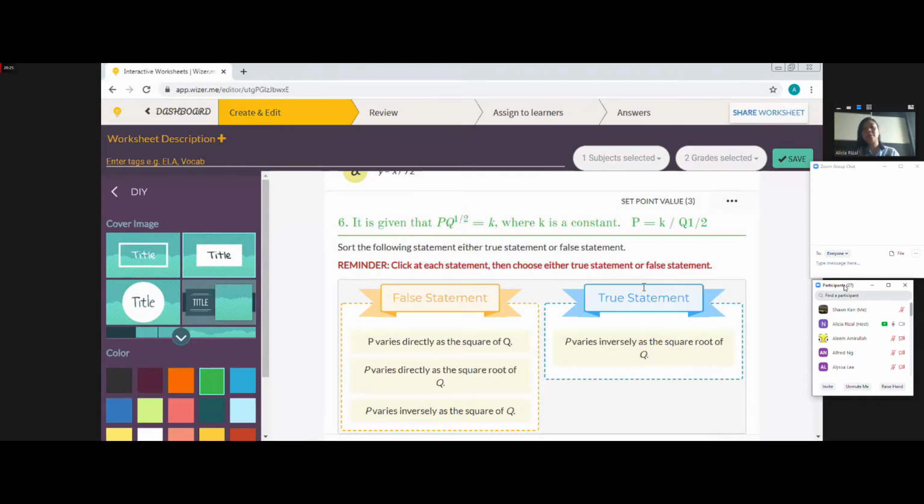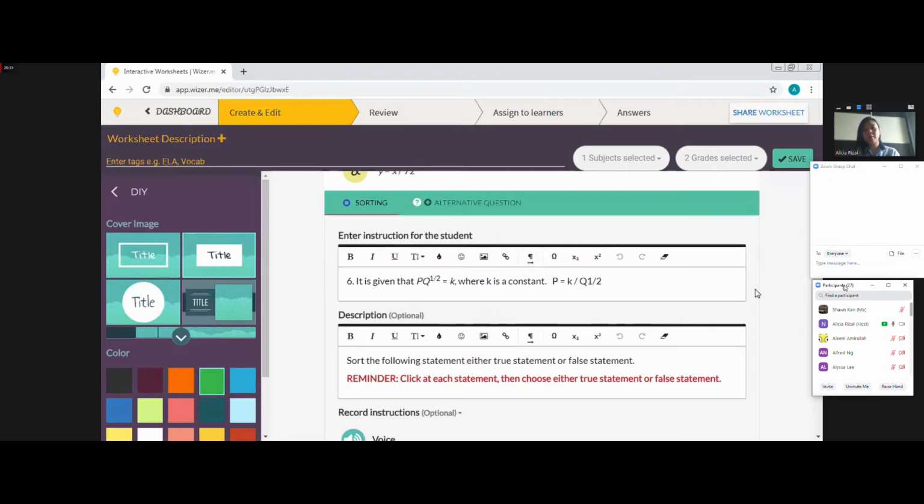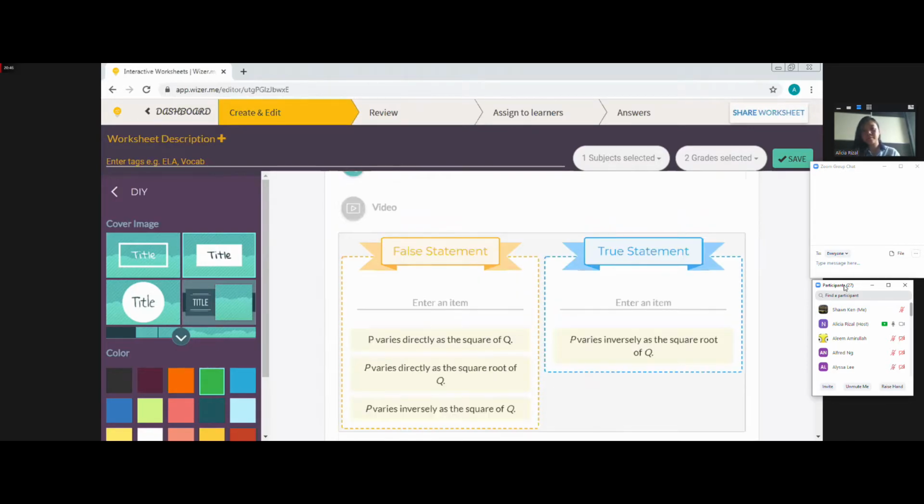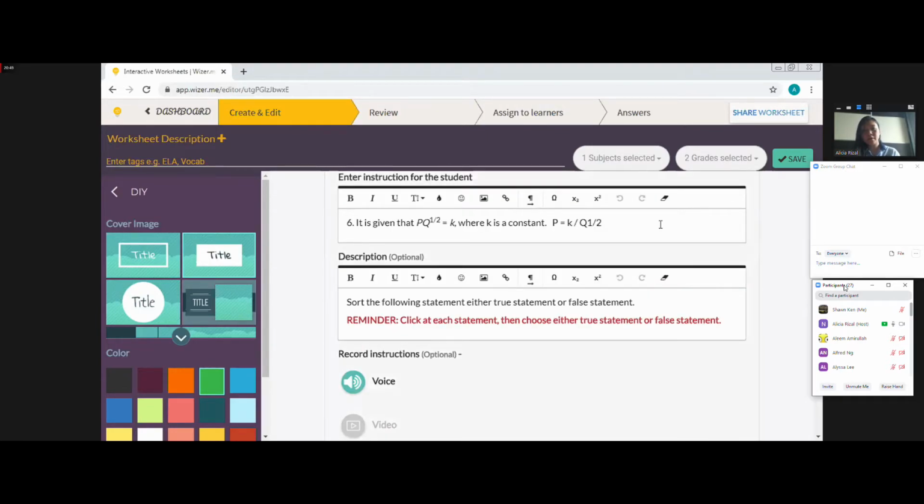P varies inversely. It's not directly, cannot be directly. All right, why? Okay. Now remember, okay, let me move aside. Okay, wait now. Okay, right here now, so you can see. So now is this one. Okay, so it is given P. So remember, always for your variation, it should be something inverse another thing, right? So you see here, this is PQ power of half. So we cannot have that.